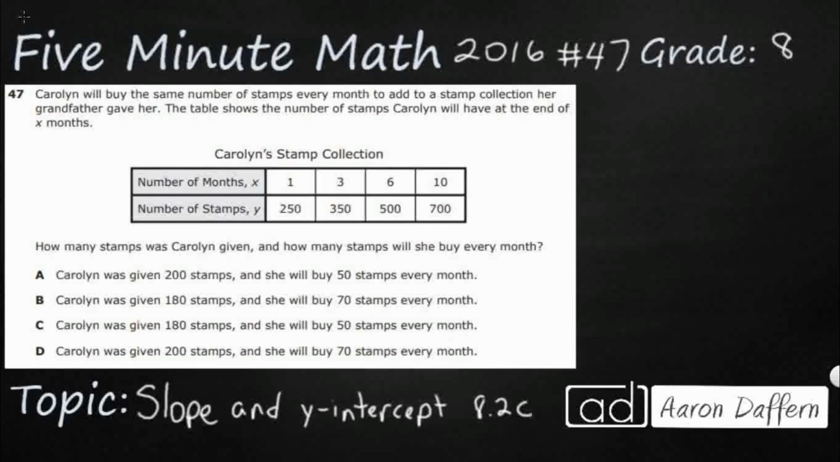Today we are looking at the 8th grade concept of slope and y-intercept. This is standard 8.2c in the great state of Texas, and we are using item number 47 off the 2016 released STAAR test. If you have not done so already, please go ahead and take a moment to pause the video, work this problem out on your own, unpause it, and we will look at our answers together.